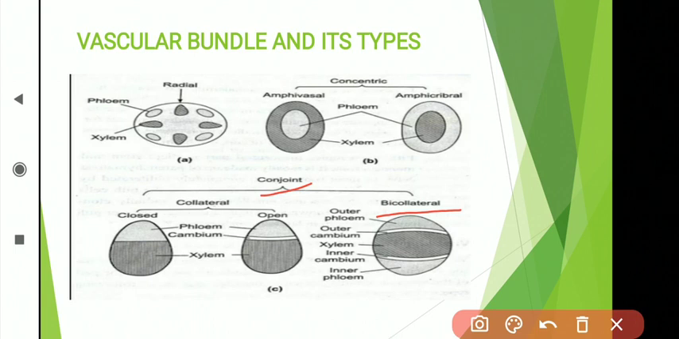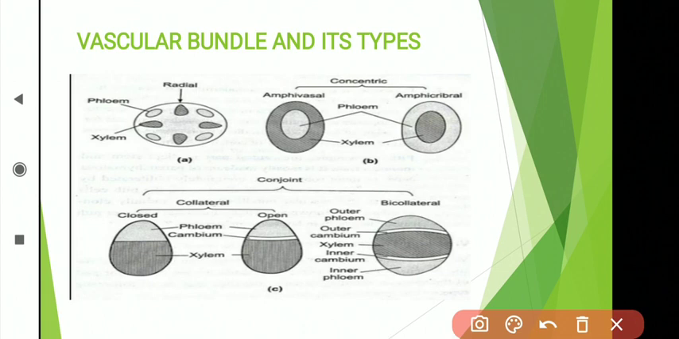bicollateral vascular bundle. Here at the center there is a xylem, and on both sides of xylem, here and here, there is a phloem, and in between xylem and phloem, on both sides of xylem, there is a presence of strips of outer as well as inner cambium. And when such a type of vascular bundle is present, it is called a conjoint and bicollateral type of vascular bundle. So this is the account of different types of vascular bundles.